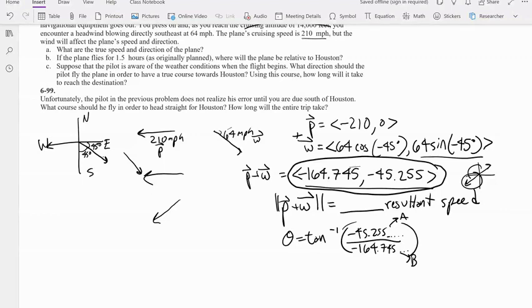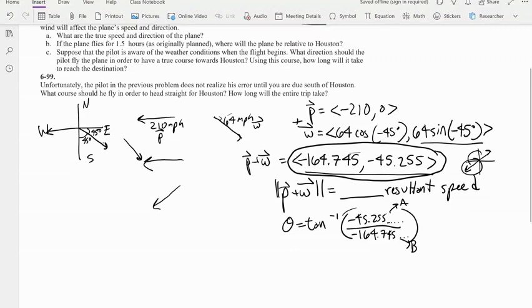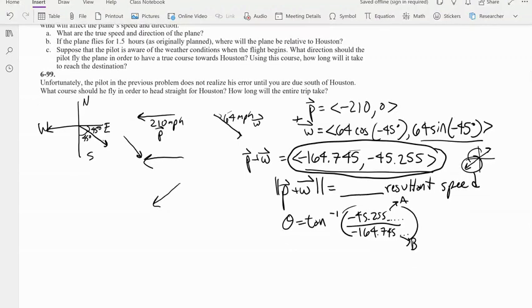Okay. All right. And then part B says the plane flies for 1.5 hours. Where will the plane be relative to Houston?